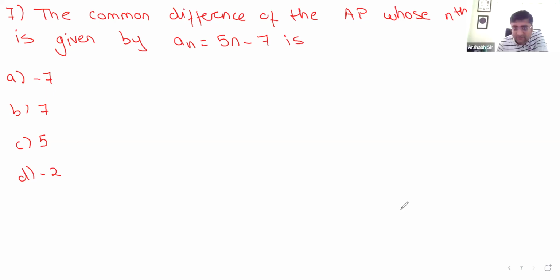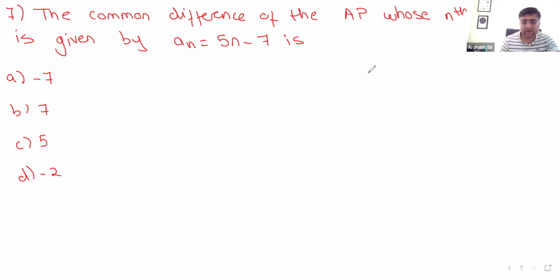Yes. For this question, can we do it like this? We are given the nth term. So if we put the value of n as 1, we'll get the first term. Then if we put the value of n as 2, we'll get the second term. हाँ करो, very good. Try it, sir.